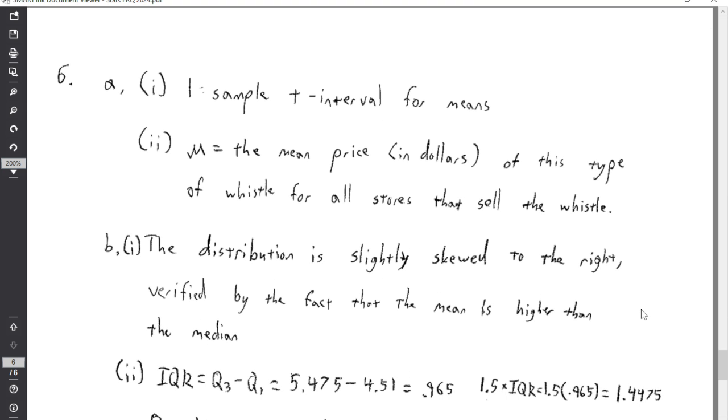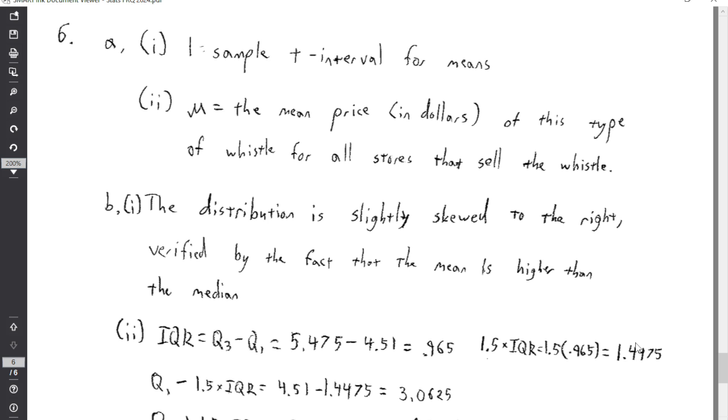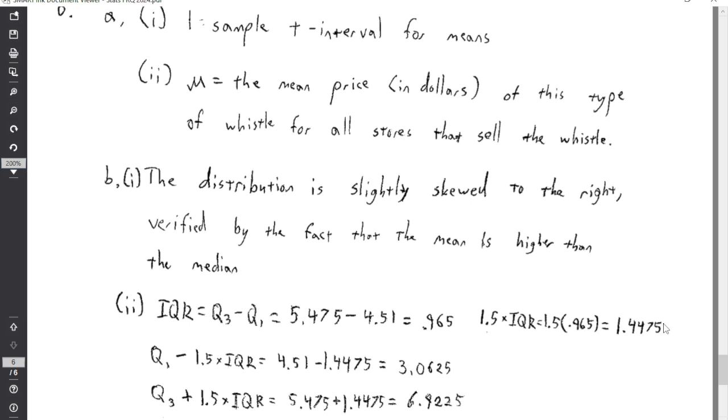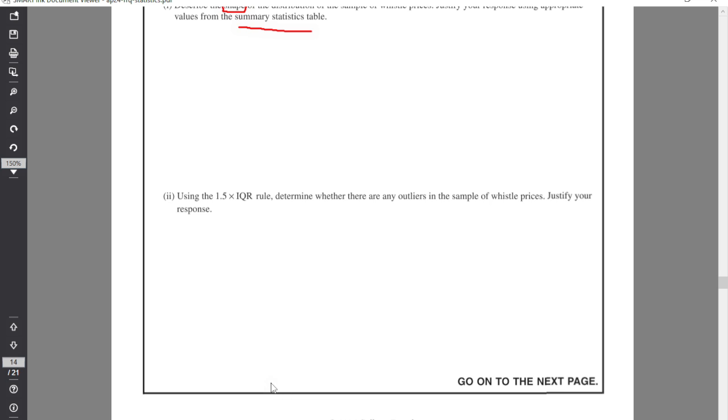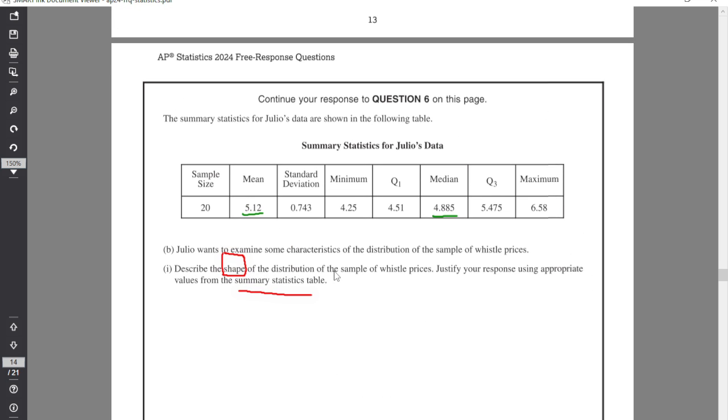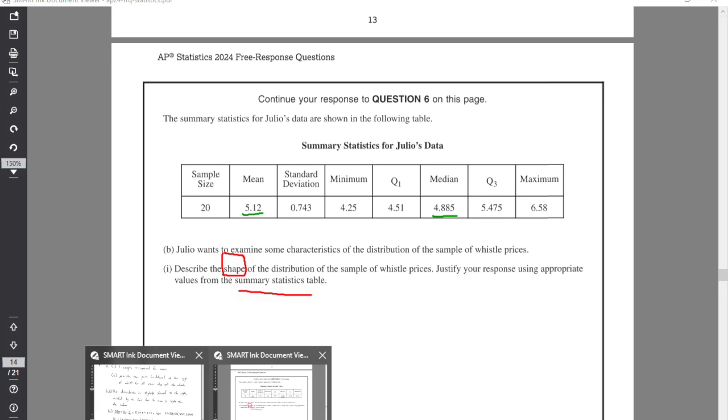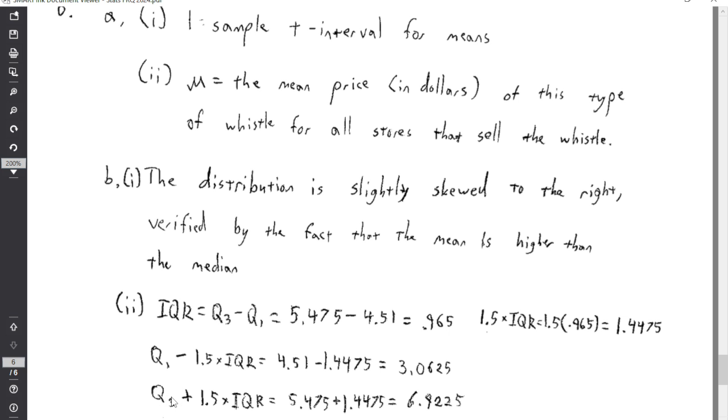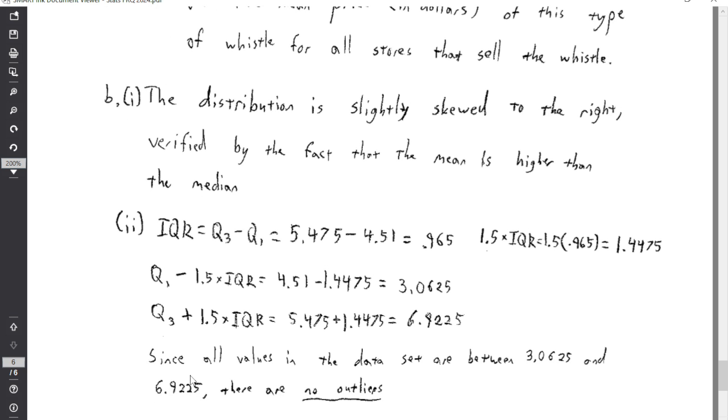So there's our IQR. For 1.5 times IQR, we take the third quartile minus the first quartile, then multiply that by 1.5, subtract it from the first quartile, and add it to the third quartile. And if we look at our table, our minimum is 4.25 and our maximum is 6.58. So all the data is within the boundaries of those fences. We conclude that there are no outliers because all the values are in between those two boundaries that we found.